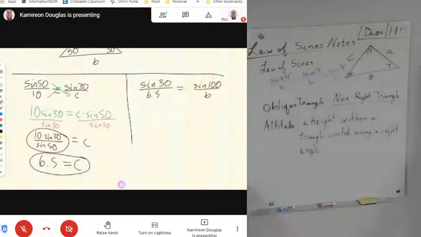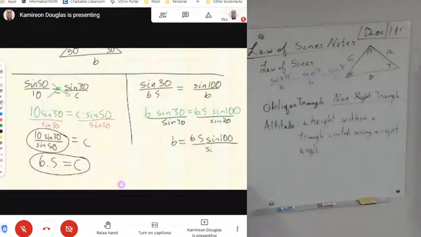I do a cross product. I end up with b times sine of 30 equals 6.5 times sine of 100. I divide both sides by sine of 30. I get the following. B is equal to 6.5 sine of 100 over sine of 30.